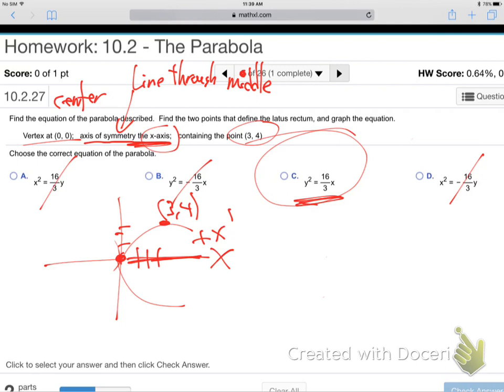What else do they want? Find the 2 points. Oh, wait, is this the same one? Yeah. Oh, they want the latus rectum. Okay, I better find that. So yeah, this is a little more tricky. I better finish this up with you guys. Okay, so we got the equation. It's y squared is 16/3 x.